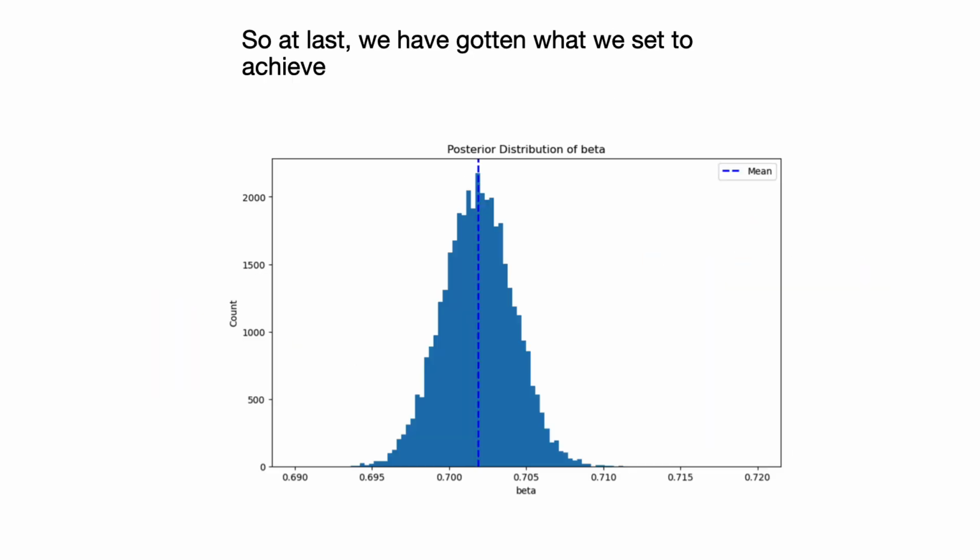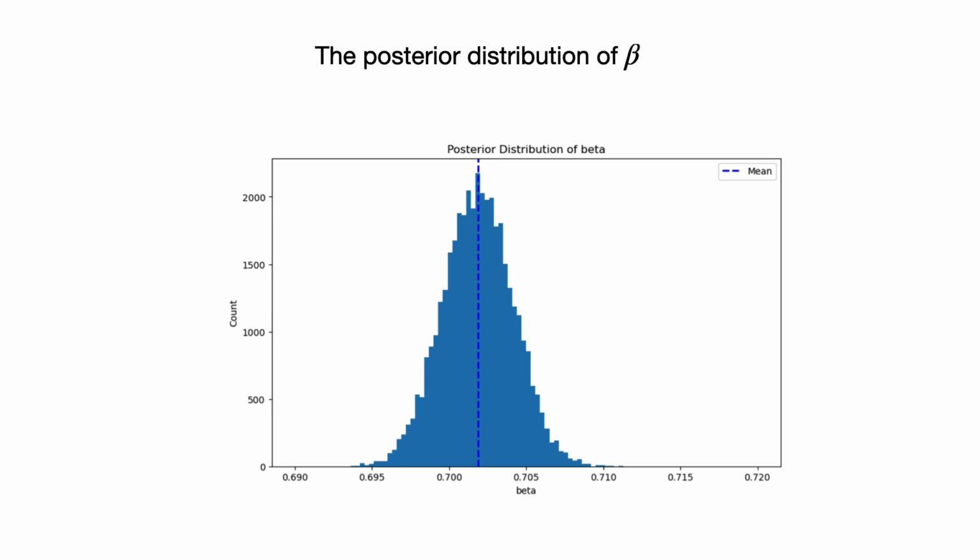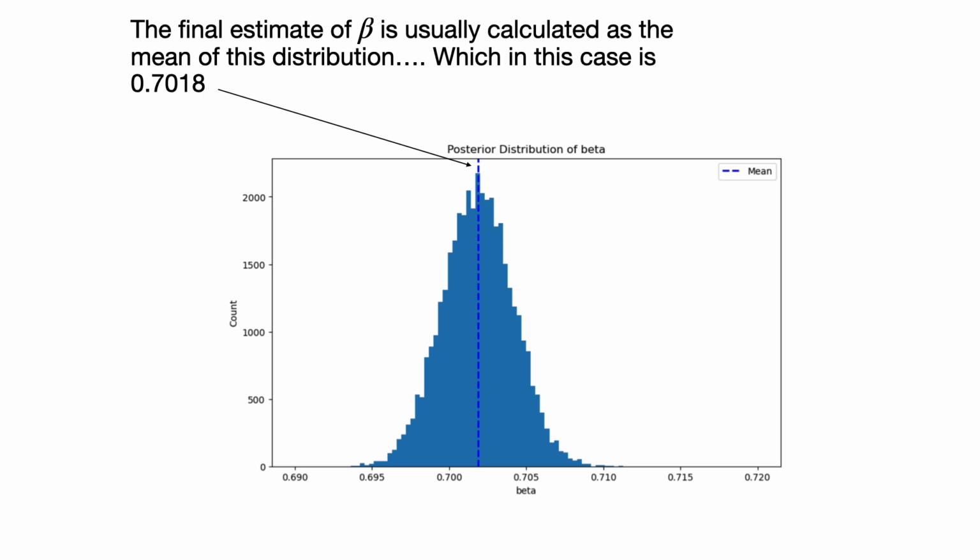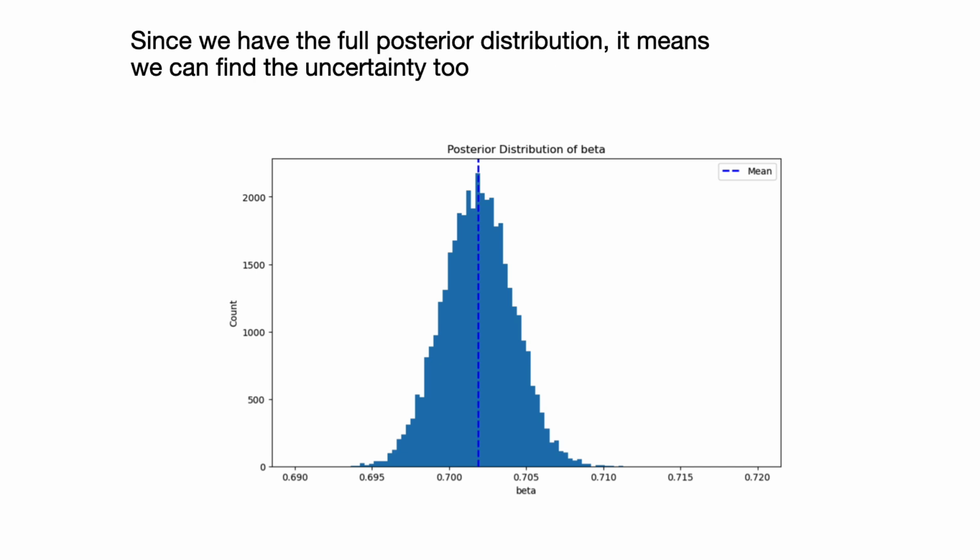At last, we have gotten what we set out to achieve, which is the posterior distribution of beta. The final estimate of beta is usually calculated as the mean of this distribution, which in this case is 0.7018. Since we have the full posterior distribution, it means we can find the uncertainty too.